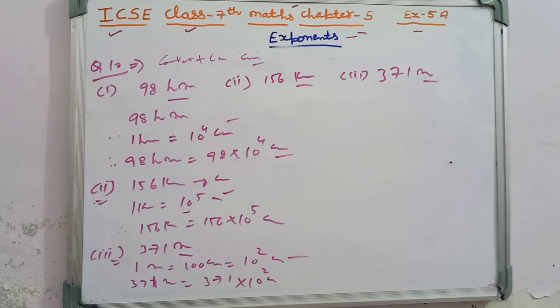So students, this was our last question of 5A. This chapter has only one exercise, exercise 5A. 5B you can do at home. It is easy. Only objective type questions are there. You can do them easily. So this was our chapter 5 related to exponents. Someone has requested me to do this exercise early, so I have done it.